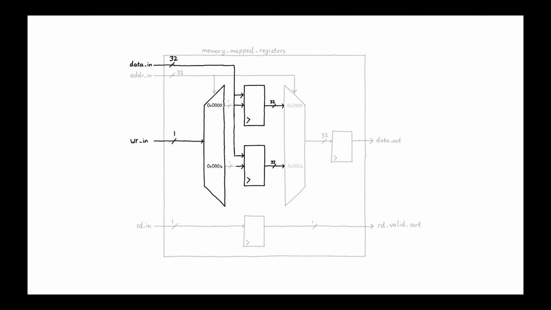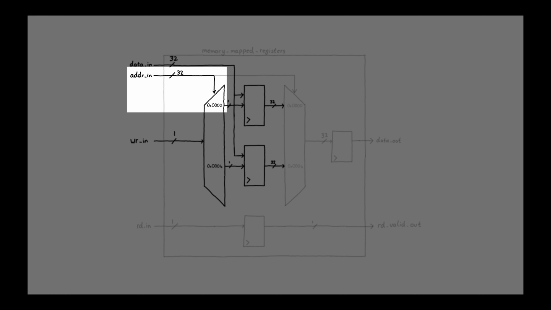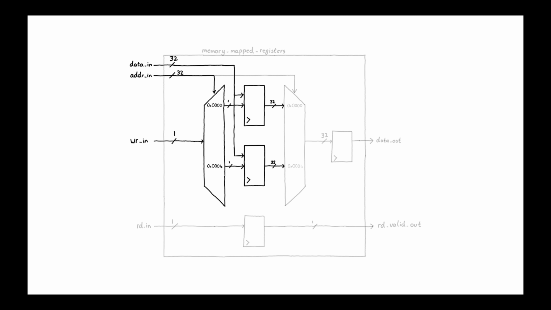So we can use this to route our WR_in write signal to each of the registers based on the current address input. Okay, let's describe the write interface for our memory mapped I/O in Verilog.